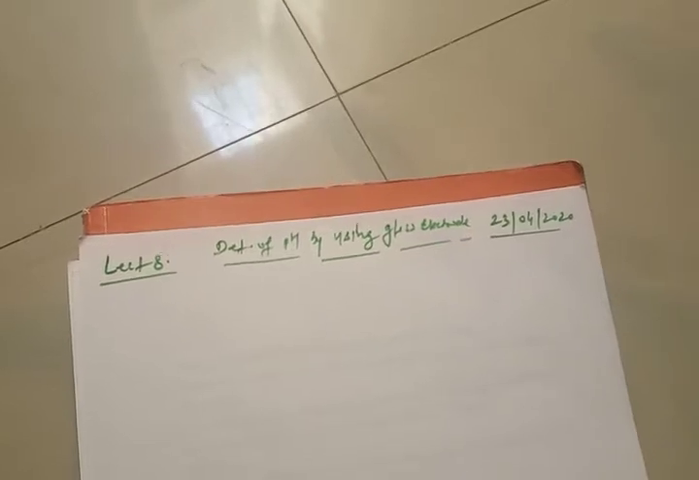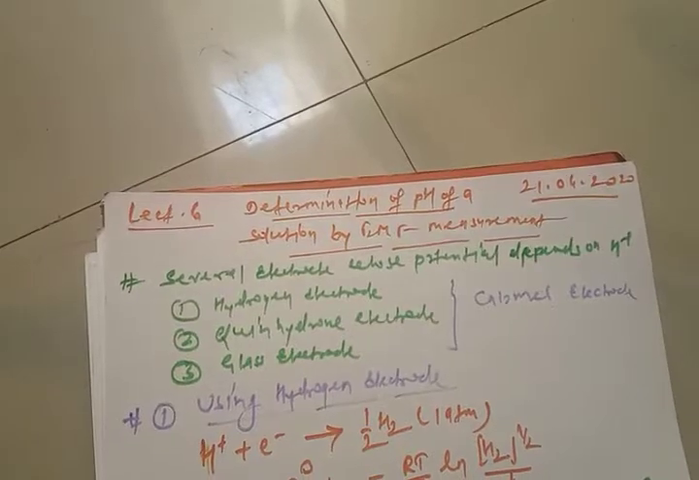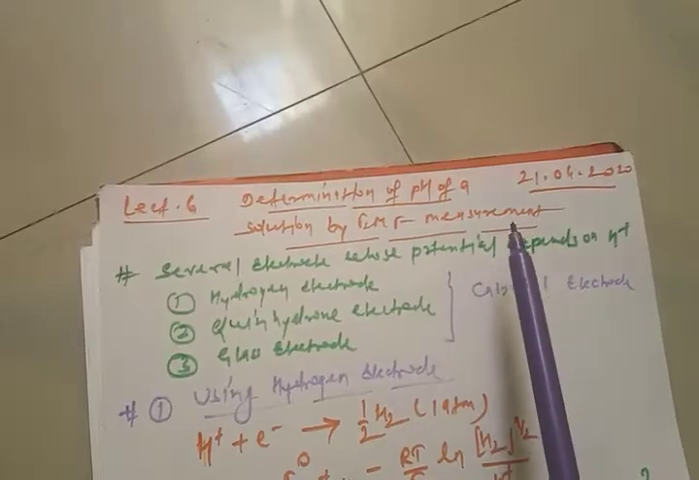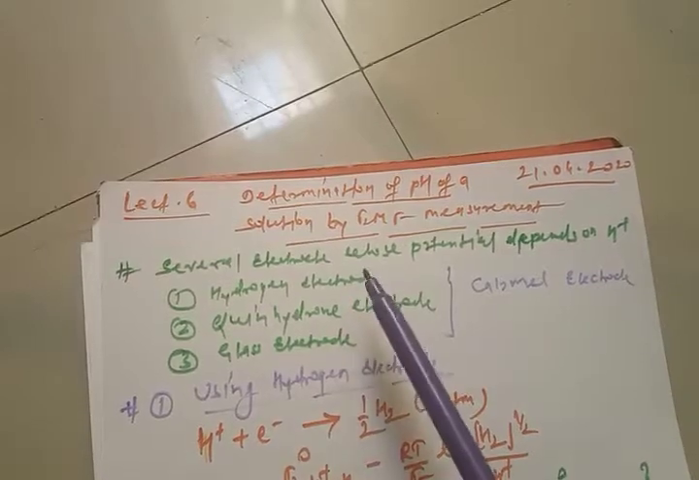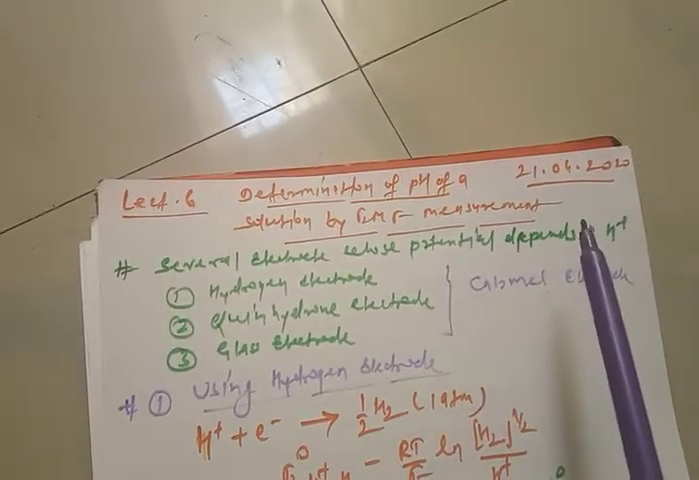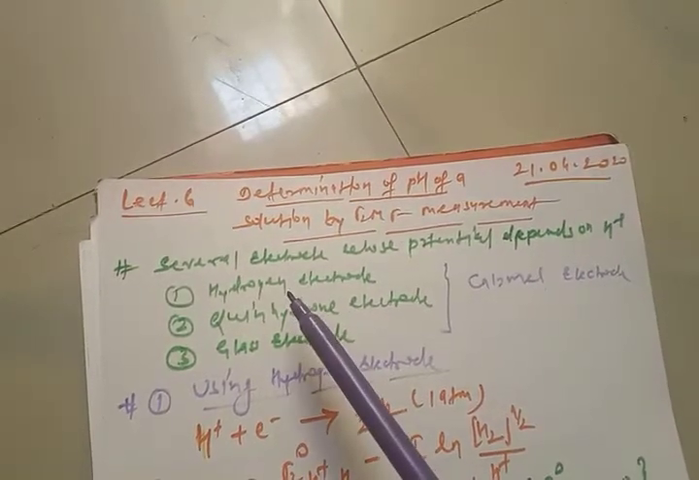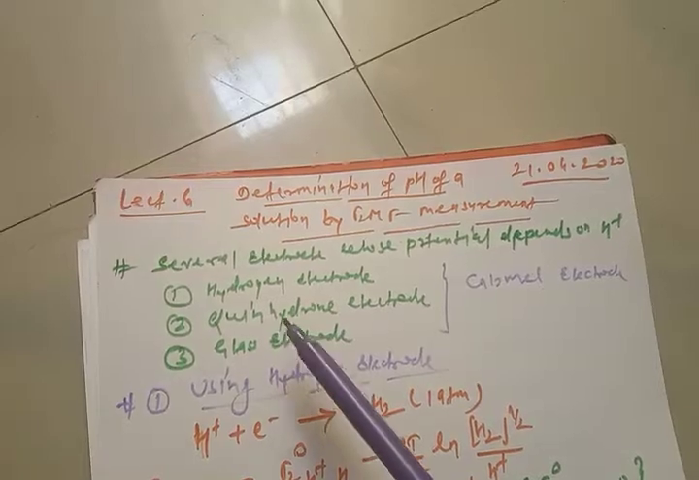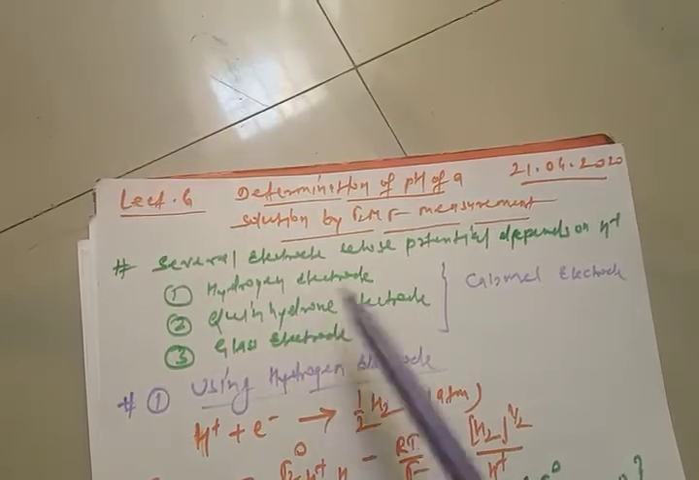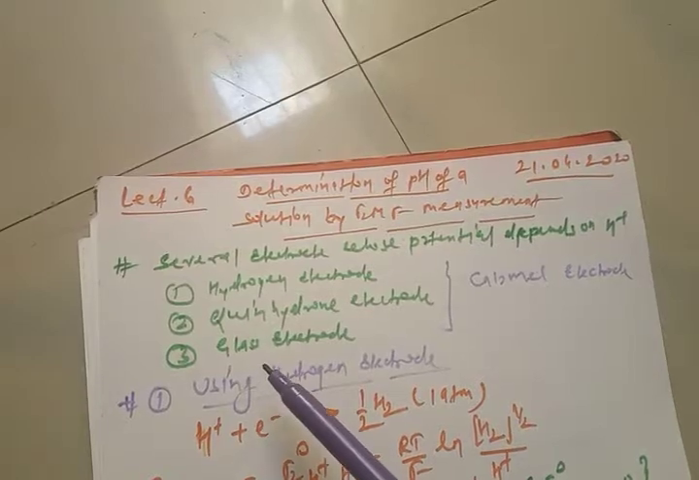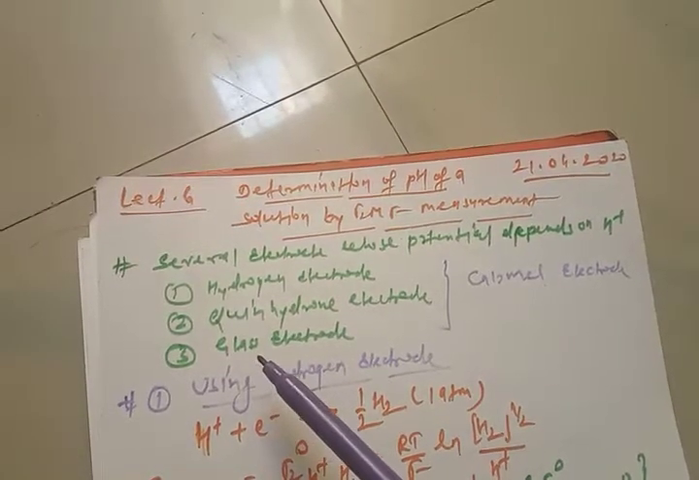So again, just as a reminder, in lecture number 6 we talked about the determination of pH of a solution by EMF measurement. Determination of pH can be done only with those electrodes whose potential depends on H ions. So the hydrogen electrode and the quinhydrone electrode, these two electrodes we have already discussed in reference to the chlorine electrode. Now it is the turn of the third and final electrode, and that is the glass electrode.